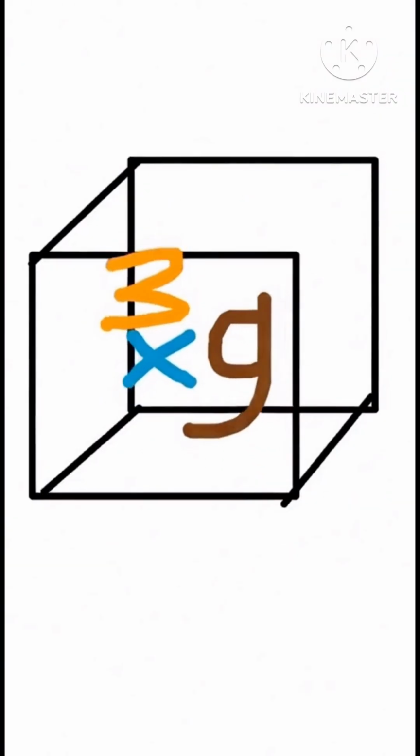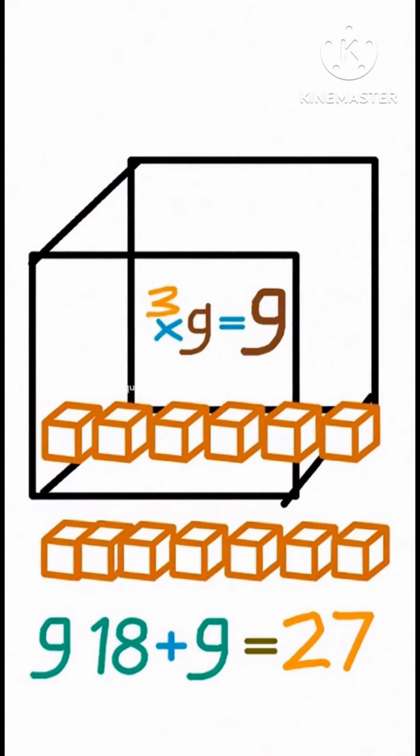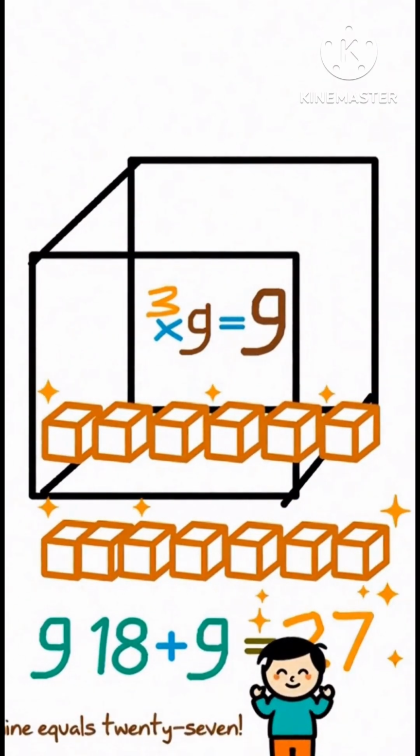That's right. 3 times 9. Think of it as 9 added 3 times: 9 plus 9 plus 9. The first 2 9s make 18, and one more 9 brings us to 27.